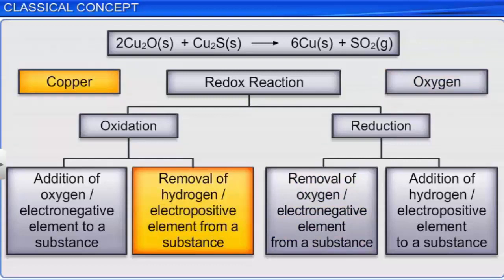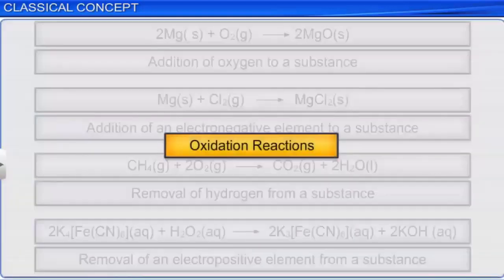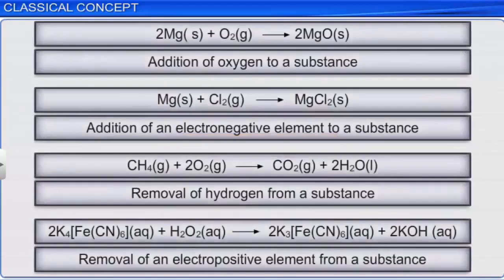According to the classical definition of oxidation, here are some examples of oxidation reactions. In the first equation, adding oxygen to magnesium gives us magnesium oxide. In the second equation, chlorine, an electronegative element, is added to magnesium. The result of this reaction is magnesium chloride. In the third equation, hydrogen is removed from methane, which is oxidized to carbon dioxide. The resultant product is carbon dioxide and water.